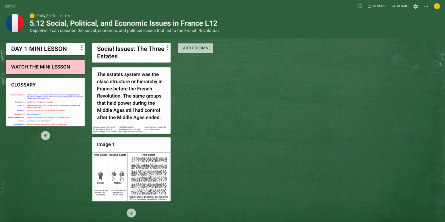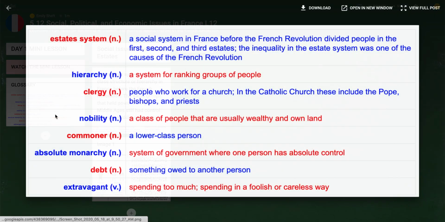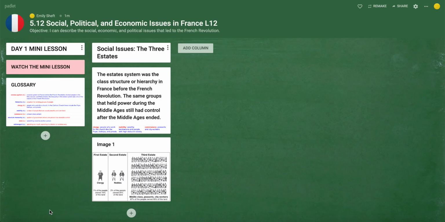So we're going to open up the Padlet link and you're going to continue to watch the mini lesson. In our Padlet, we have a glossary, which these 8 words will be used over the next 3 days. So please refer to this when needed. But today we're starting with social issues, and we're going to look at what's called the 3 estates.